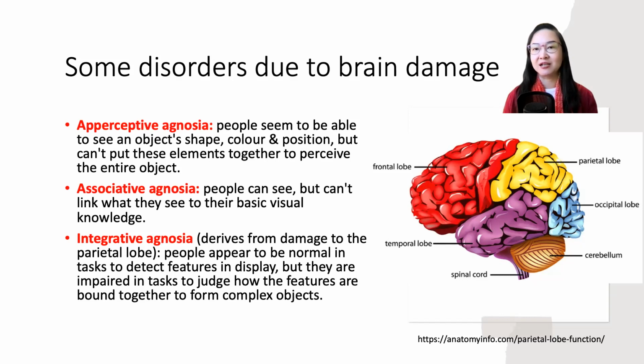On the right-hand side, you can see the picture of the brain. There are some parts here, for example, the frontal lobe on the left-hand side, and then you can see the parietal lobe, occipital lobe, temporal lobe, spinal cord, and cerebellum. Integrative agnosia derives from damage to the parietal lobe. You can see that the parietal lobe here is on the right-hand side.